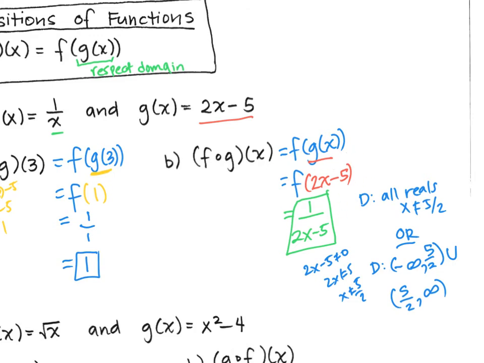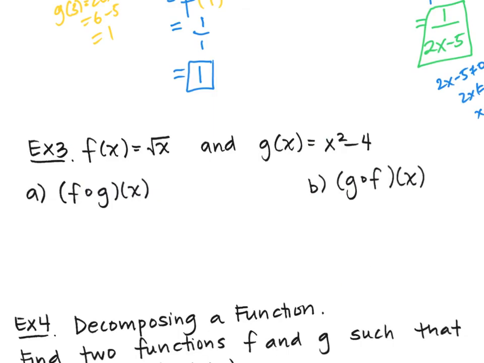But I should always get in the habit of looking back and checking in case there is a domain restriction on that function that was plugged in. Okay, for example 3, f of x equals the square root of x, and g of x equals x squared minus 4, and I'm going to play with the compositions of this as well, and then check my domain.